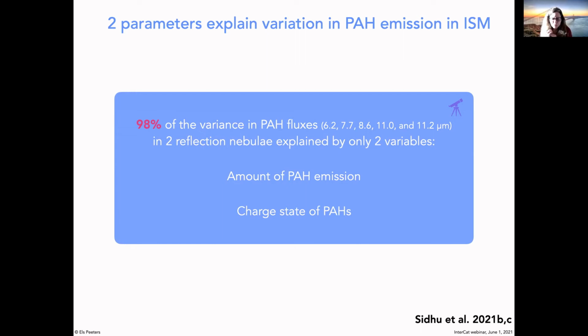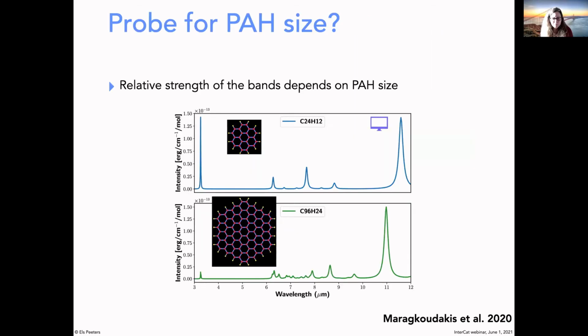And so then you can wonder, okay, but if they explain 98% of the variation, how do we ever learn something more about the PAH population that goes beyond the charge state of the PAHs? And so that's a valid question that we shall explore next. So can we, for example, find a probe for PAH size?